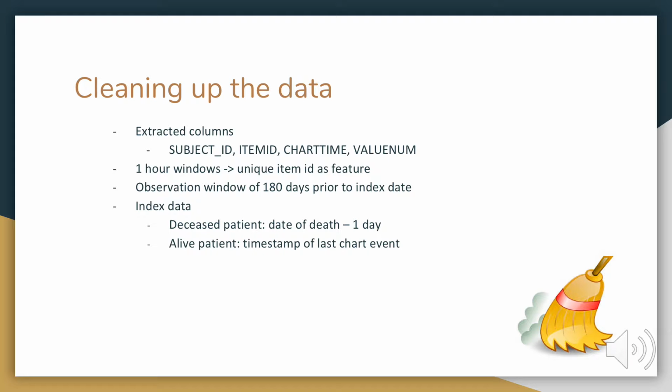We extracted the following columns and applied min-max normalization on the values. We then grouped the data into 1-hour windows and computed the mean value for each item, using each item ID as a unique feature. We also applied an observation window of 180 days prior to the index date. The index date for a deceased patient was the date of death minus 1 day, and the index date for an alive patient was the timestamp of the last chart event.